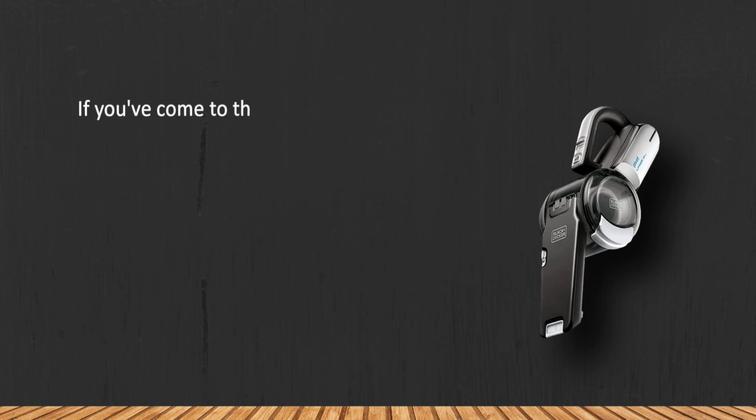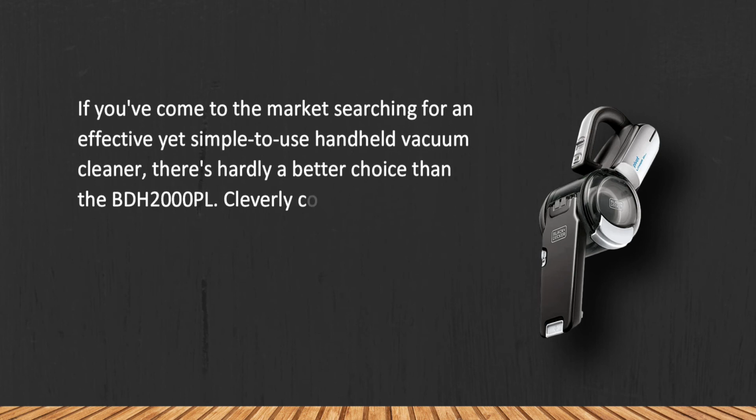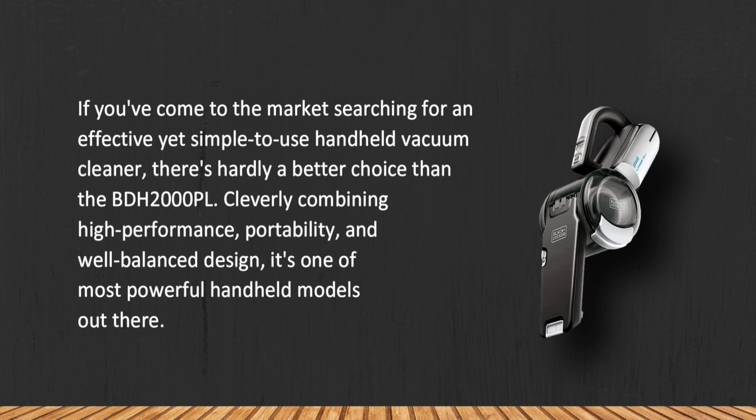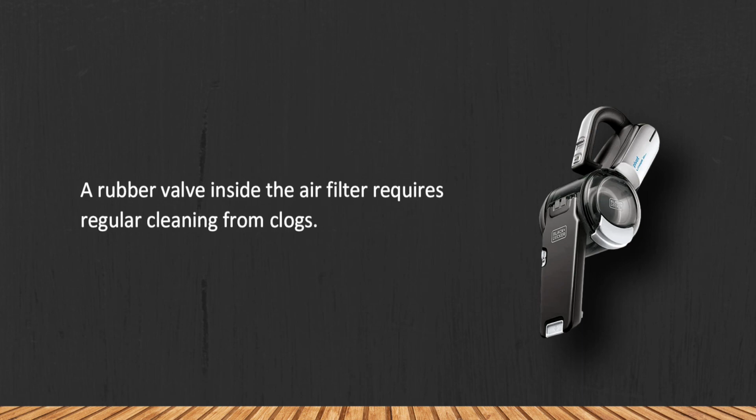If you've come to the market searching for an effective yet simple-to-use handheld vacuum cleaner, there's hardly a better choice than the BDH2000PL. Cleverly combining high performance, portability, and well-balanced design, it's one of the most powerful handheld models out there. A rubber valve inside the air filter requires regular cleaning from clogs.